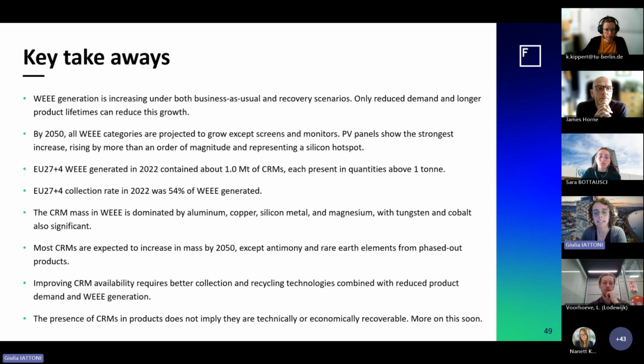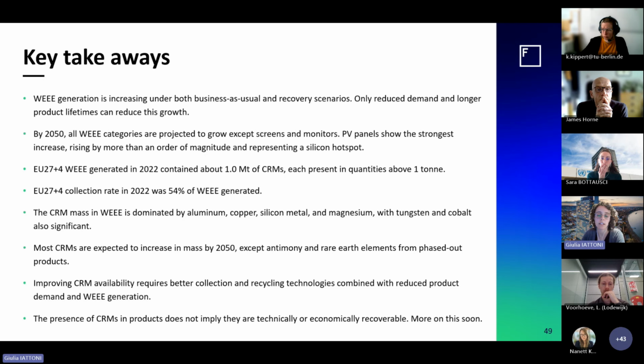So some key takeaways that we can take for now are that the WEEE generation is increasing rapidly under the business as usual and the recovery scenario, and this growth can be reduced only through a lower consumption and demand and longer product lifetime. By 2050, all WEEE categories are expected to grow, except screens and monitors, with photovoltaic panels showing the strongest increase and becoming a key silicon hotspot.